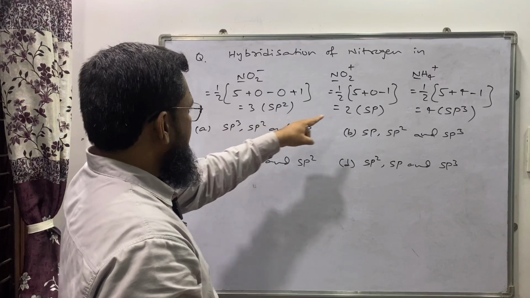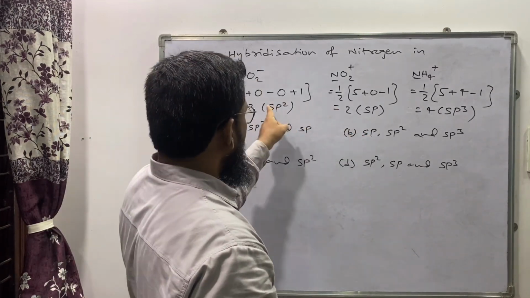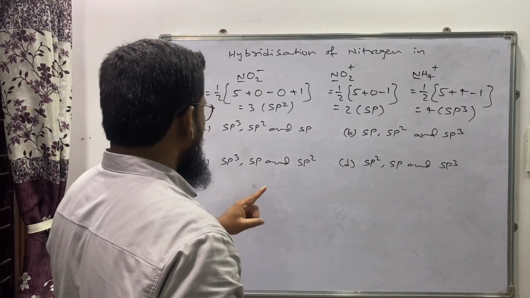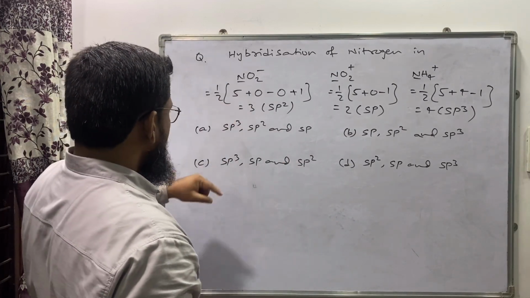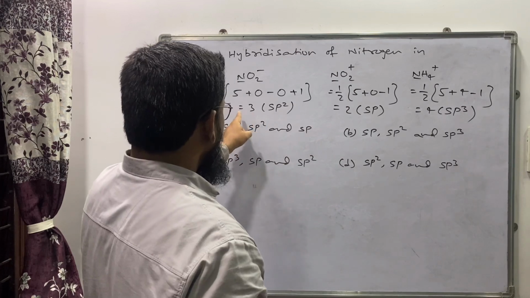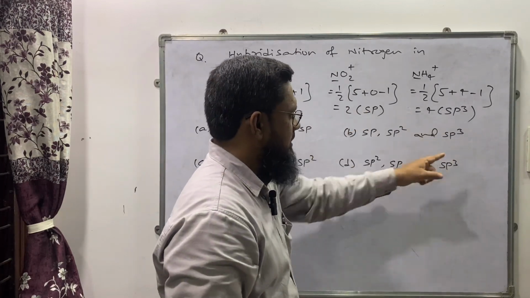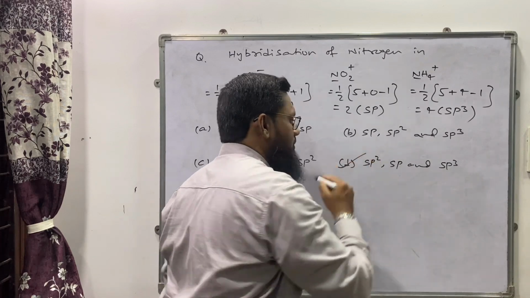So sp3, not sp. So it is a wrong option. So here sp3, sp, it is also a wrong option. Here it is sp2. No, it is also wrong. So here sp2, sp, sp3. Yes. So it is the right option.